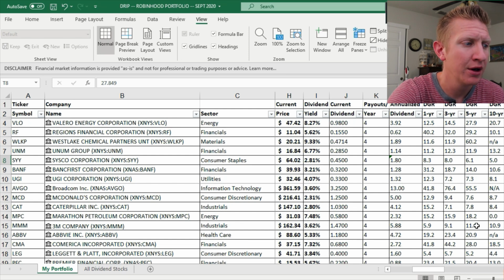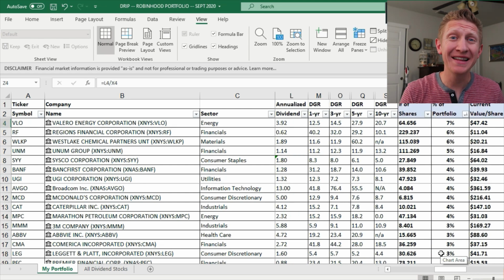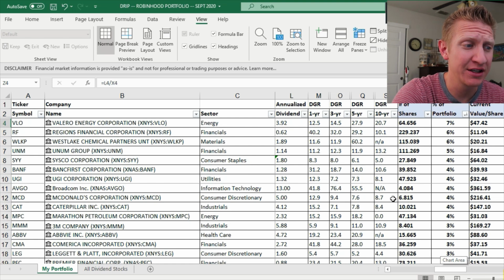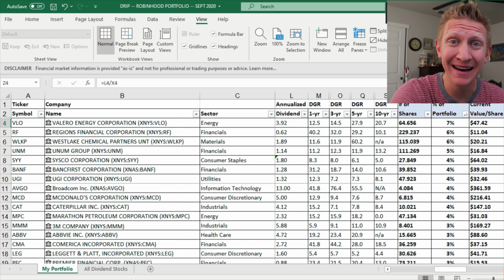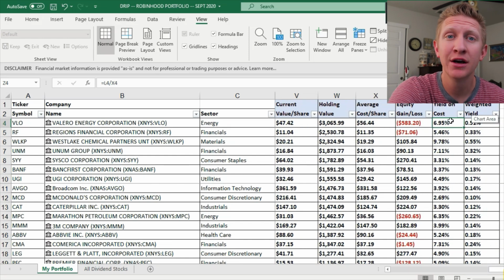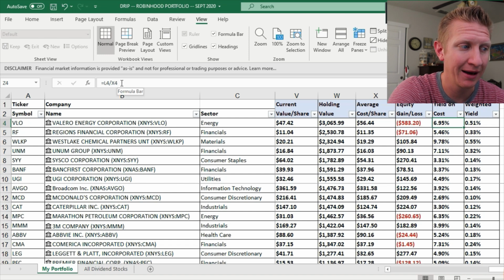So for example, with Valero, current yield is 8.27. We don't care about that. So to calculate the yield based on the cost, you have to figure out what that annual dividend is. And you can see here, the annual dividend is $3.92 per share. And then you divide that by not the current price, but the average price per share of what you hold. So $56.44. And that gives you a yield based on cost of 6.95%. You can see the math right here, L4 divided by X4. So that is the yield on cost.